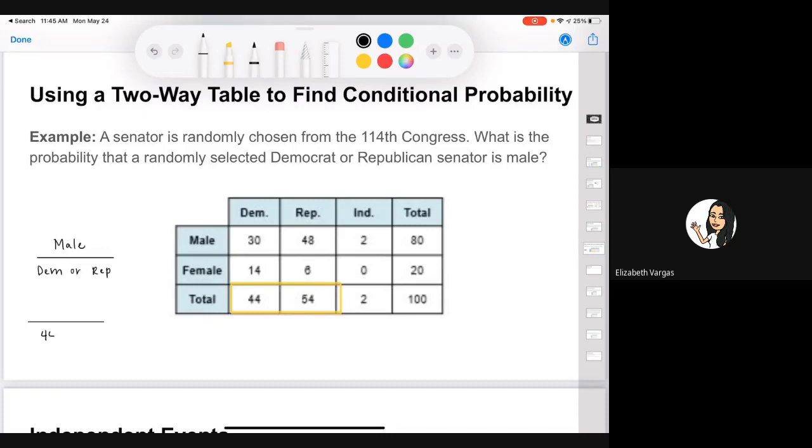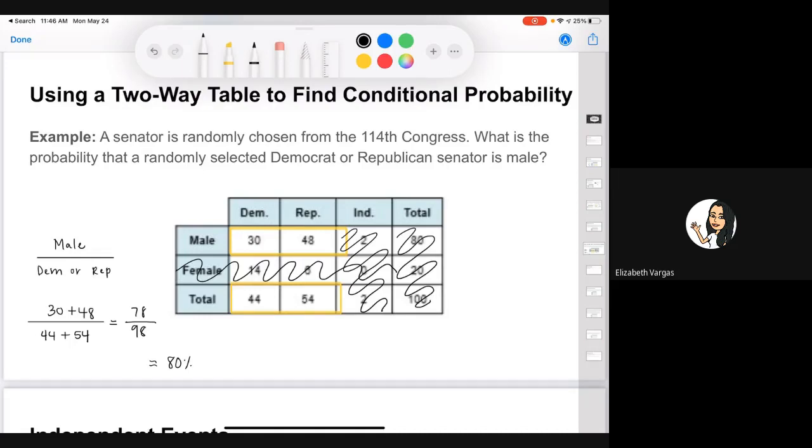So 44 times 54. And then the number who are male is this number, 30, 48. So that means I don't even need to consider these independent, which means I don't need to consider these totals. And I don't need to consider anyone who's female as well. I'm looking for Democrats or Republicans who are male. And so I put that into my fraction. And that is approximately 80%.